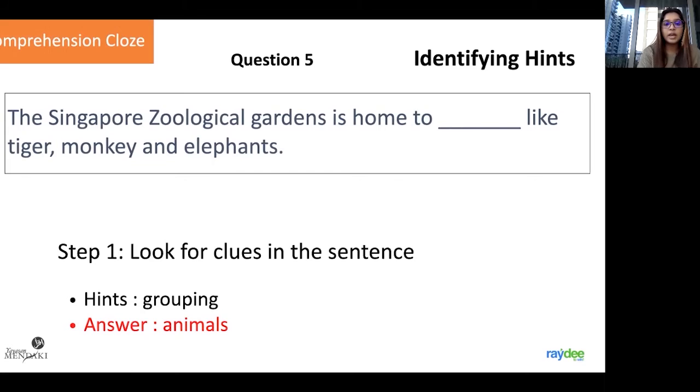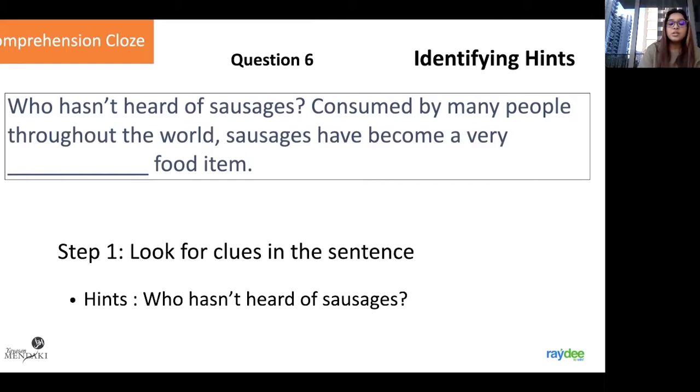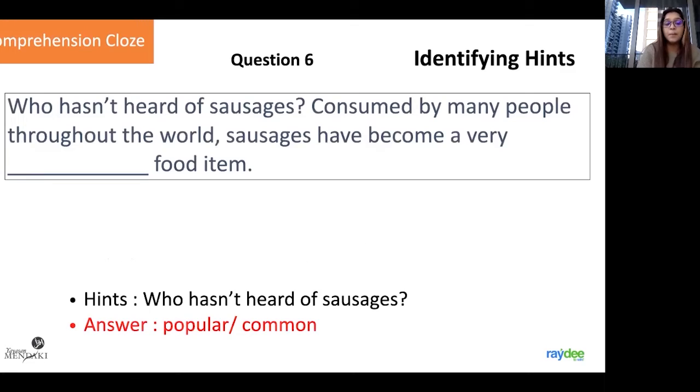Okay, so the next extract: who hasn't heard of sausages? Consumed by many people throughout the world, sausages have become a very what food item? Your clue is "who hasn't heard of sausages". That tells us that everybody knows it. When everybody knows it, it means it is a very popular food item. So your answer would be popular, or common is also accepted.